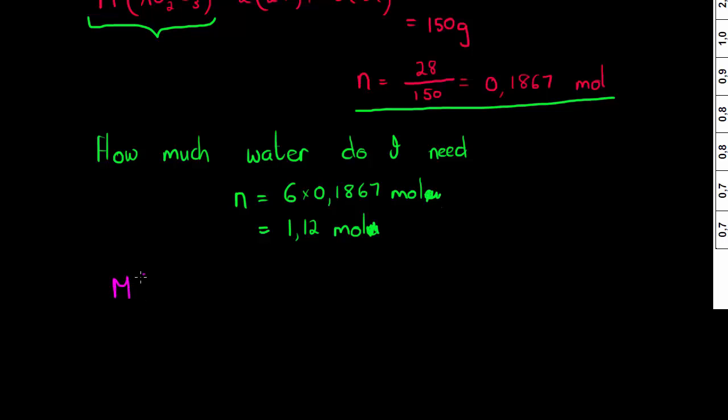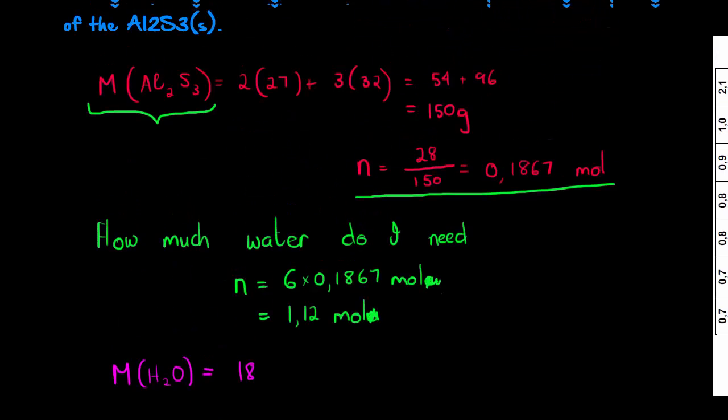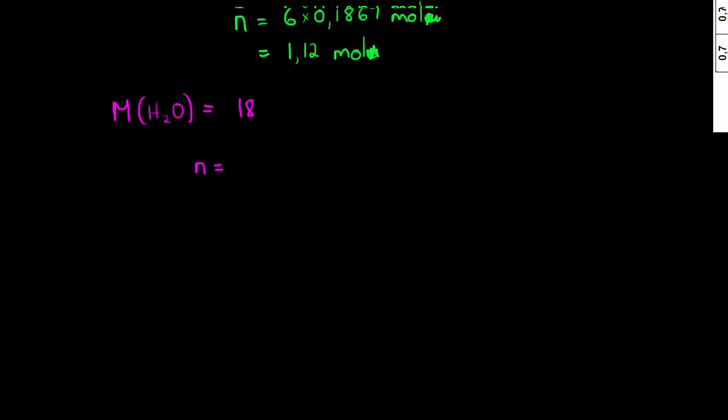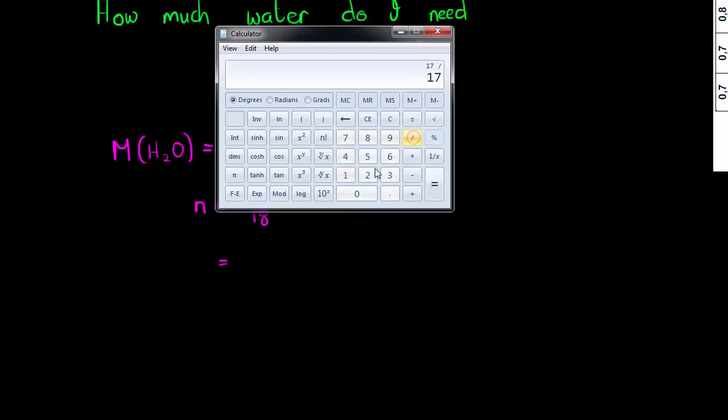First I need to calculate the molecular mass for water. I already know the molecular mass for water is 18. It's 2 times 1 plus 16, so it's 18. If you do enough of these calculations, you'll quickly remember a few of them as well. How many moles is 17 grams of water? Hopefully you can immediately see I've got less than 1 mole, since I need 18 grams to make up 1 mole. So 17 divided by 18 gives me 0.94.